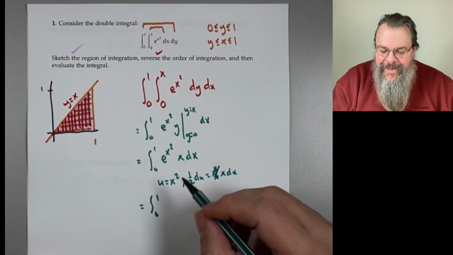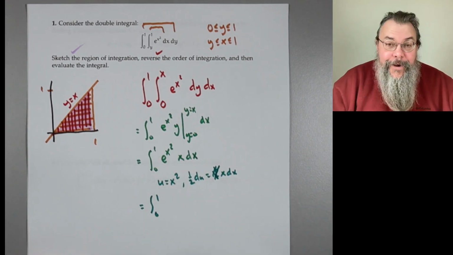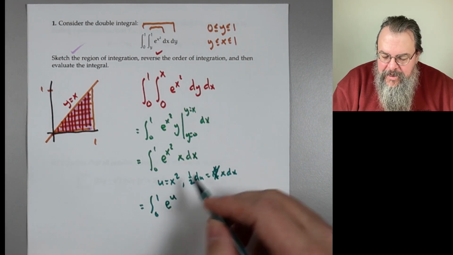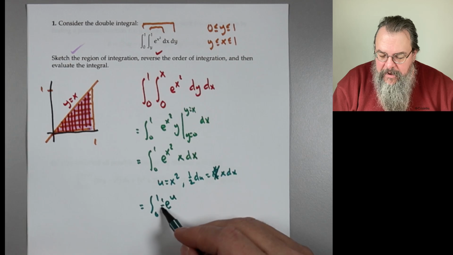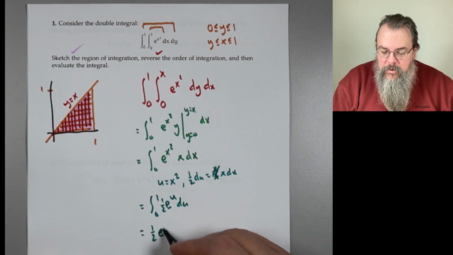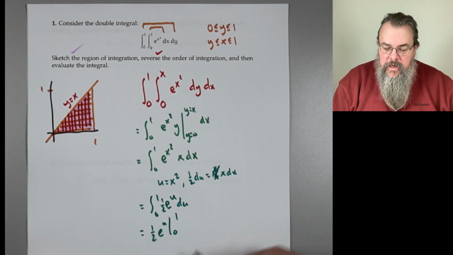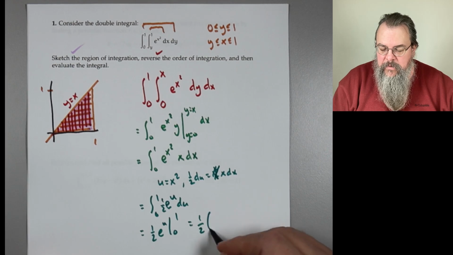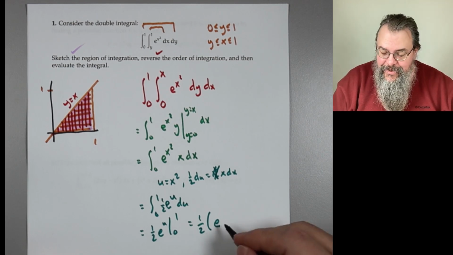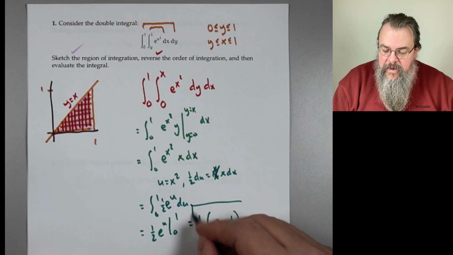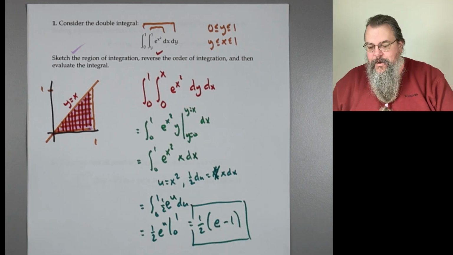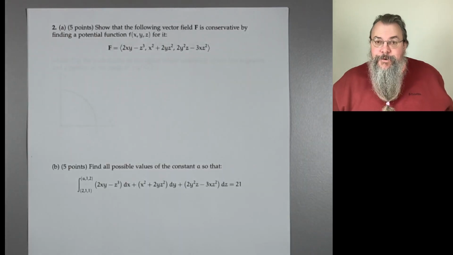Okay, good. 0 squared is 0, 1 squared is 1. Very dramatic. Okay, e to the u, and then this x dx becomes 1/2 du. So that's 1/2 e to the u, evaluated from 0 to 1. If you plug in, that's 1/2 times e to the 1, which is e, and then e to the 0 is 1. So 1/2 times (e minus 1). There we go. Lovely answer. One problem done.